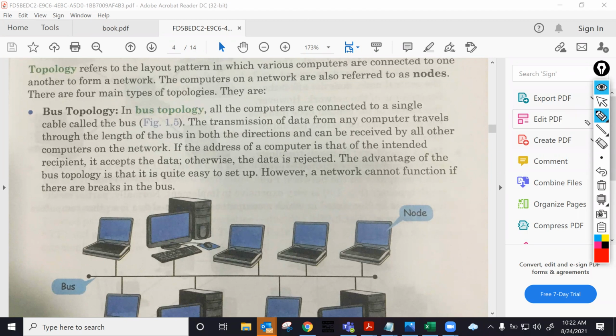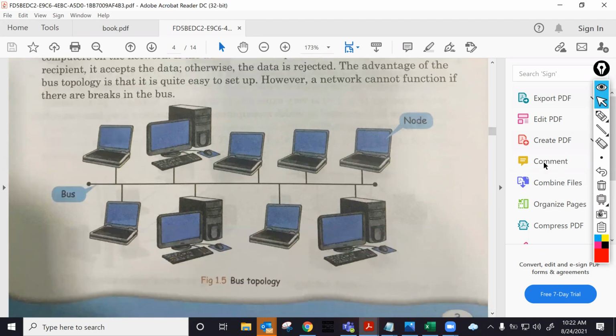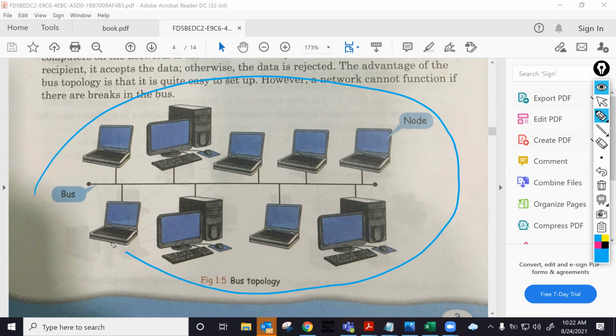Just look at this diagram properly. This is the bus topology. They have laptop 1, laptop 2, laptop 3, and they call each a node. Here we have a desktop, here a laptop, here a desktop, here a laptop. So desktop and laptop both are nodes.